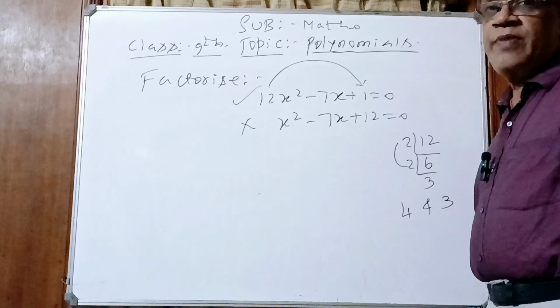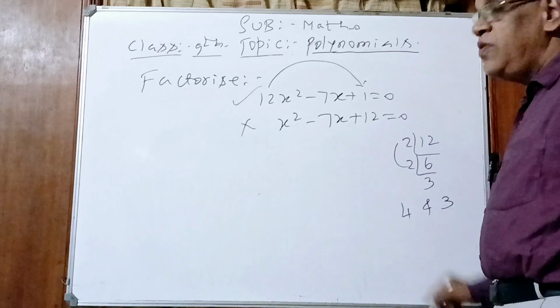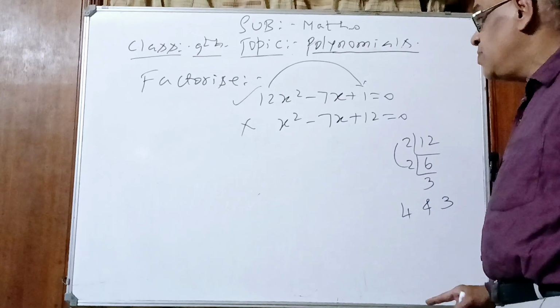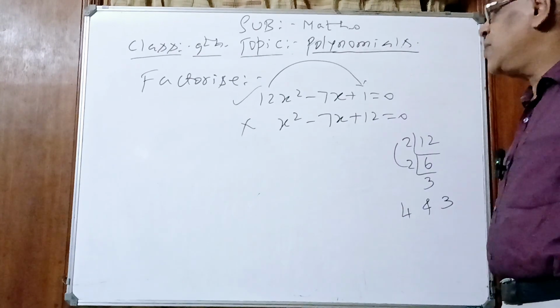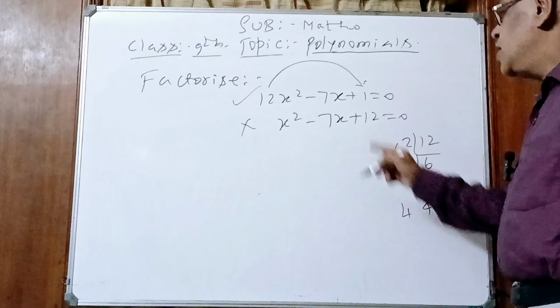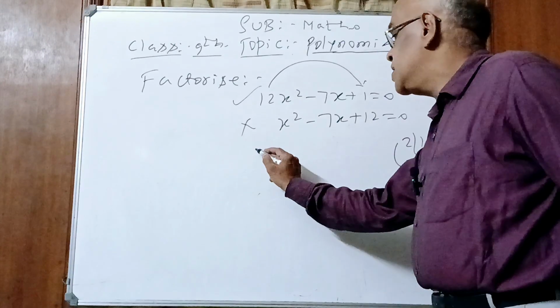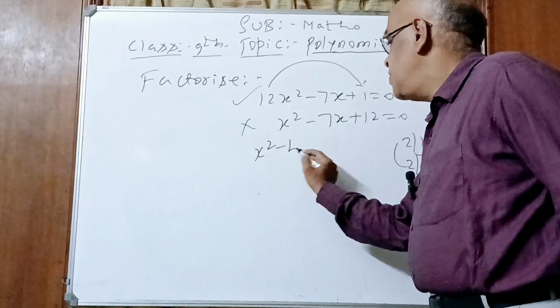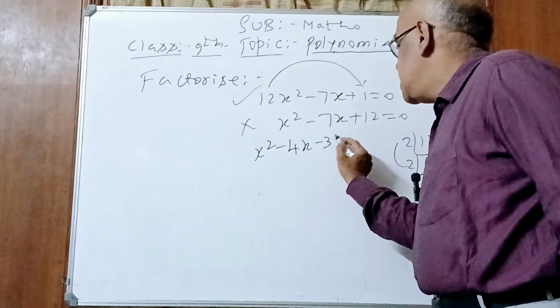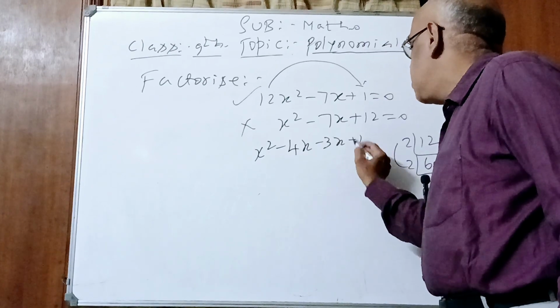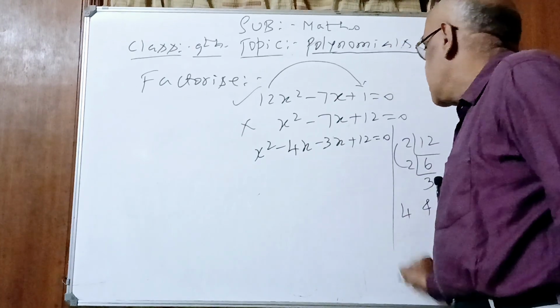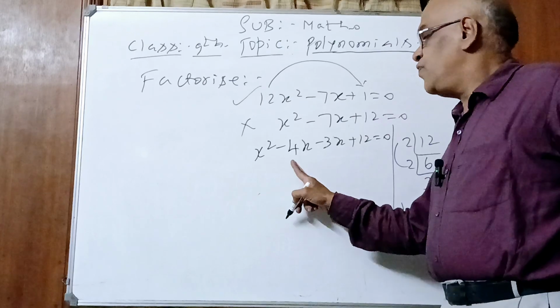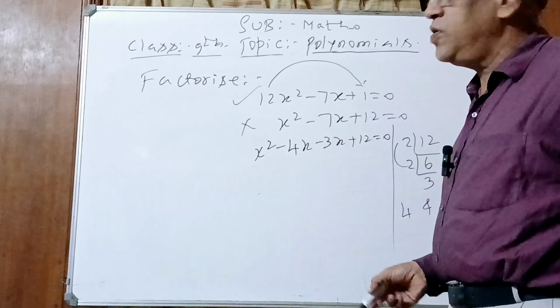Since the answer has a minus sign, both numbers should have a minus sign. If one is plus and one is minus, you have to subtract. You don't get 7. 4 threes are 12. Minus 4, minus 3. What are the factors, children? x square minus 3x minus 4x plus 12. Whether you write minus 4 first or minus 3 first, it makes no difference.